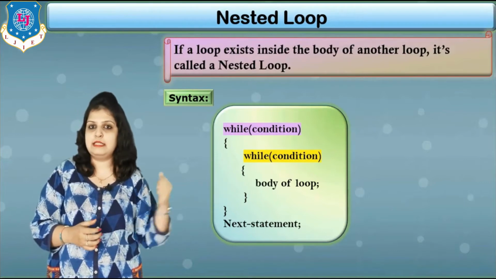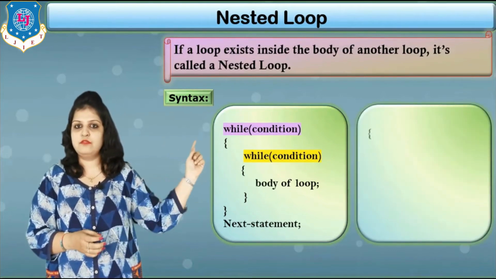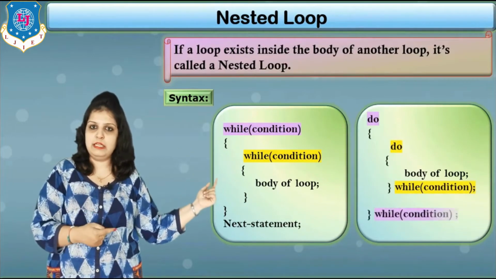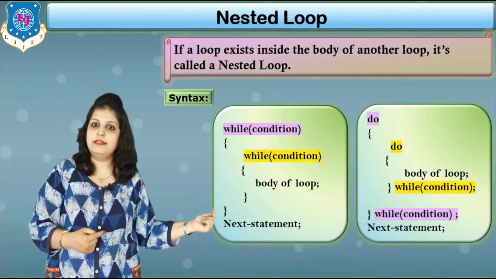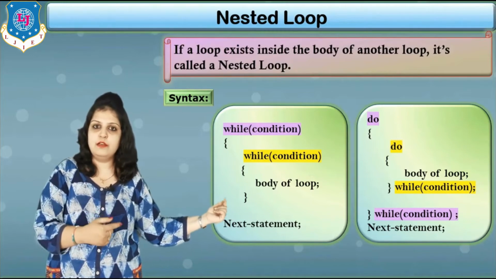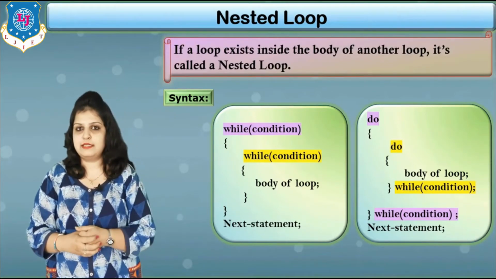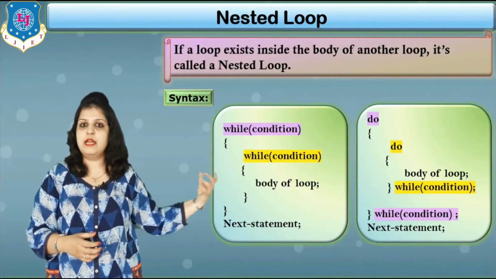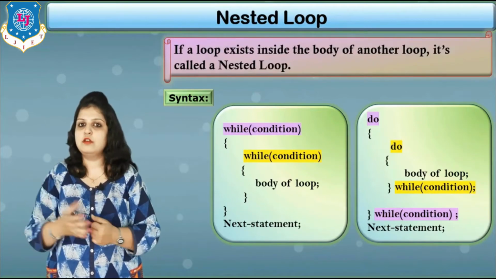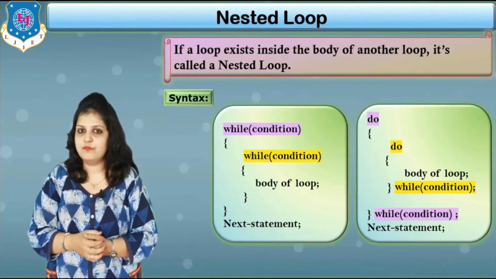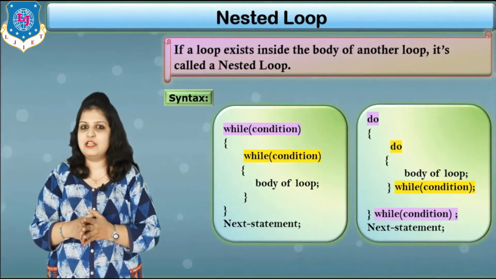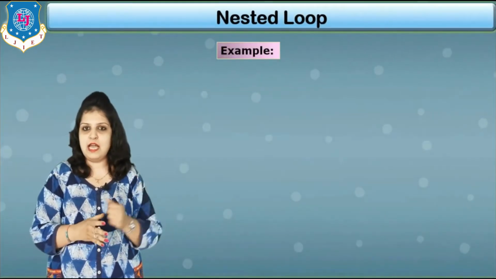Let's see the nested do while statement. First we write do, and in curly brackets again an inner do while statement. So write the do, then the body of the loop, then our inner loop's while condition, and then our outer do while loop's condition, and then the next statement. Here I am writing only two nested loops, while and do while. We can also use the same concept for the for loop. Let's see one example to clear the idea about the execution of nested loop.